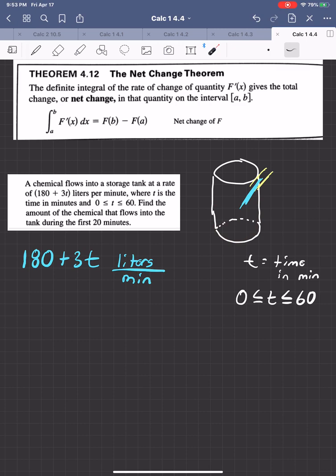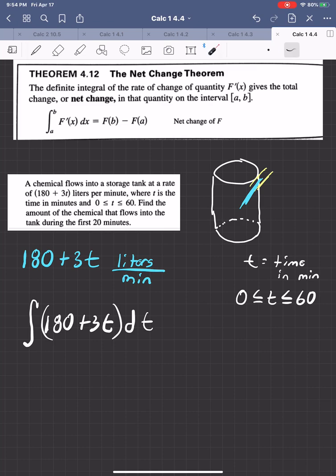Well, let's see if you can figure out how to set this up. Since this is the rate of chemical flow, how fast the chemical is flowing into the tank, remember, a rate would be a derivative. And we can integrate derivatives to get back to the original function. What would the original function do for us? If I knew what the original function was, then I could figure out how much chemical is in the tank. But I need the original function here.